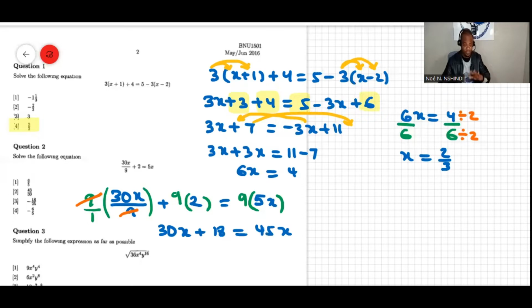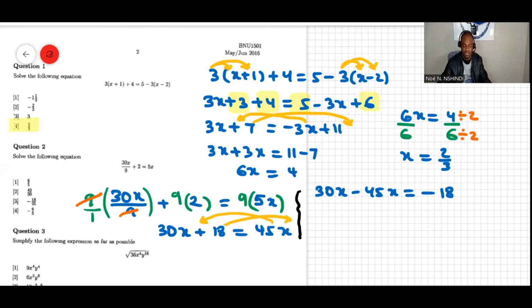Now we don't have any fraction. The strategy was to multiply the whole equation by 9. Now, the next thing to do is solve this by grouping, so I have to move the 45x to the left hand side and then move the 18 to the right hand side. So this will become 30x minus 45x equal to negative 18. Now we can do 30x minus 45x.